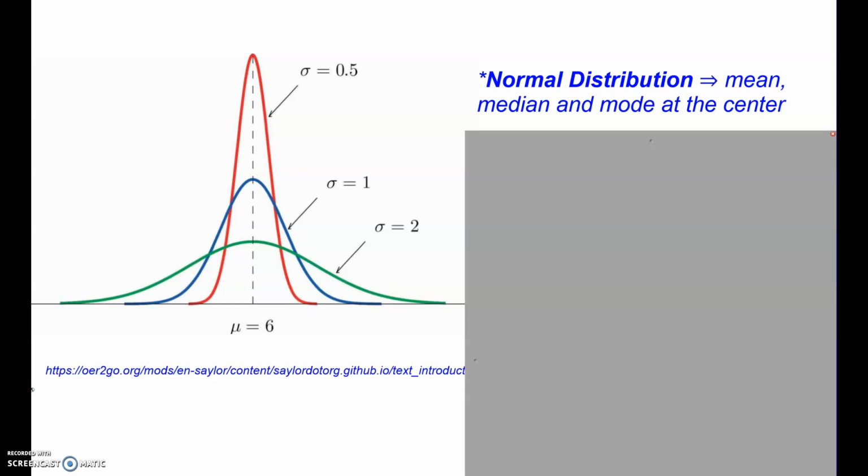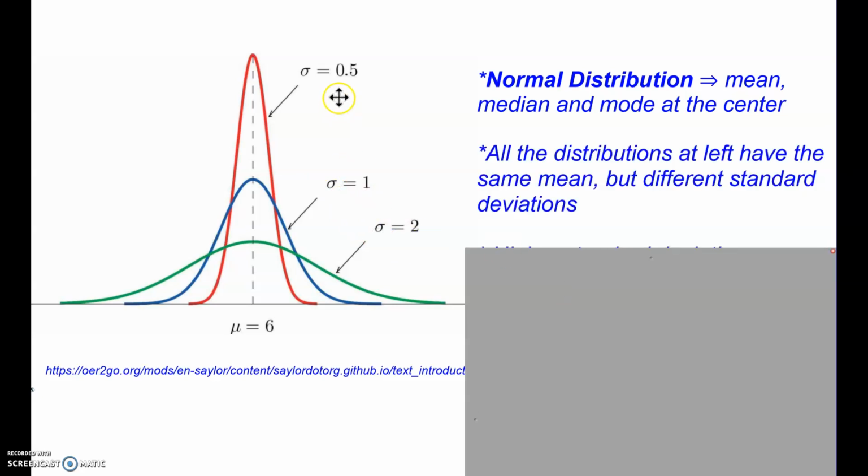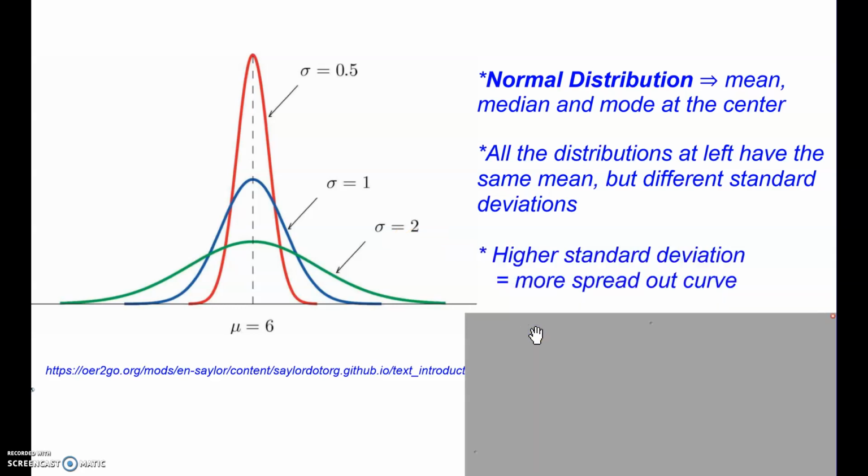The red one's very tall and skinny, and the green one is pretty flat and spread out. So what's the difference? The similarity is that they have a mean of 6. The difference is this omega, which stands for the standard deviation. If I have a small standard deviation like the red one, 0.5, my data is going to be very close together and everything's going to be grouped up really close to that mean. If I have a larger standard deviation like the green one of 2, then my data is going to be a lot more spread out. So the higher the standard deviation, the more spread out the curve, the flatter it's going to be.